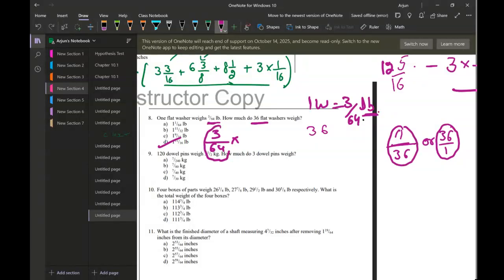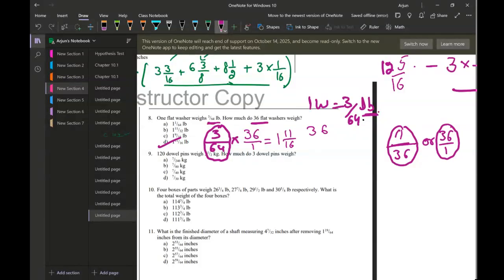So this is the number. Pounds is given to me, and I'm looking for the future pounds for 36. So what I'm going to do is 3 over 64 multiplied by 36 over 1. That will be the other way of doing it. So I will just write 3 over 64 multiplied by 36. So again, same answer, 111 over 16.